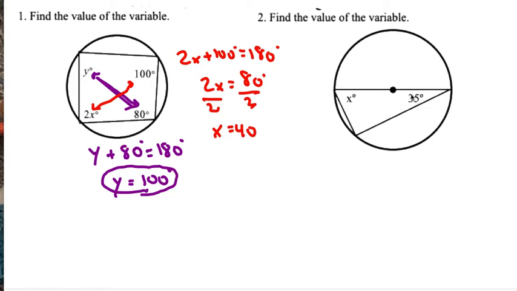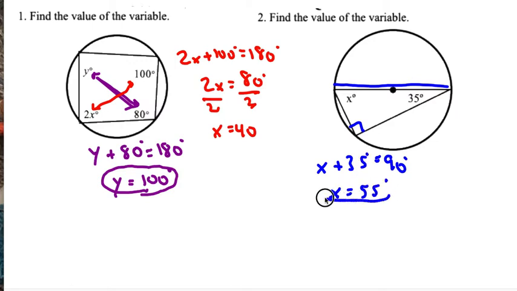Now, problem number 2. These two angles must sum to 90. Why? Because this is a diameter, which means that the inscribed angle that subtends that arc must be equal to 90. So x plus 35 has to equal 90 degrees. Subtract 35, and that is 55 degrees. That's it.